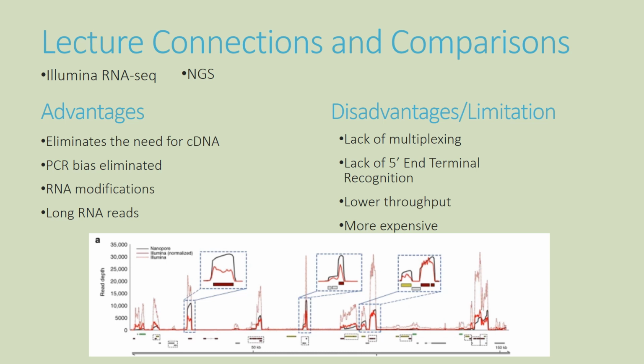And then disadvantages of this approach, these can all be compared to the Oxford Nanopore technology sequencing we discussed in class that uses DNA or cDNA. So here, this approach has a lack of multiplexing. It lacks 5' terminal recognition. It has lower throughput, and it is on average more expensive.